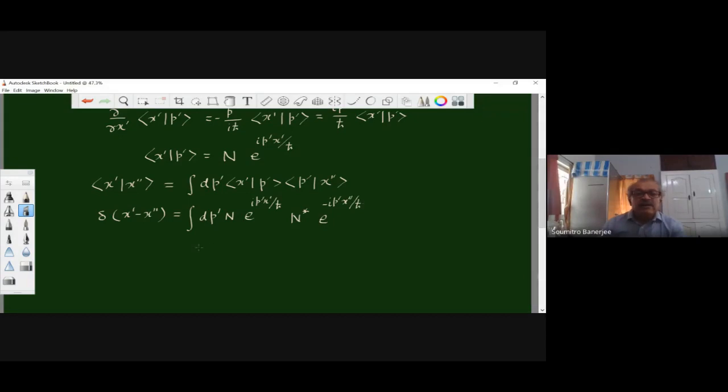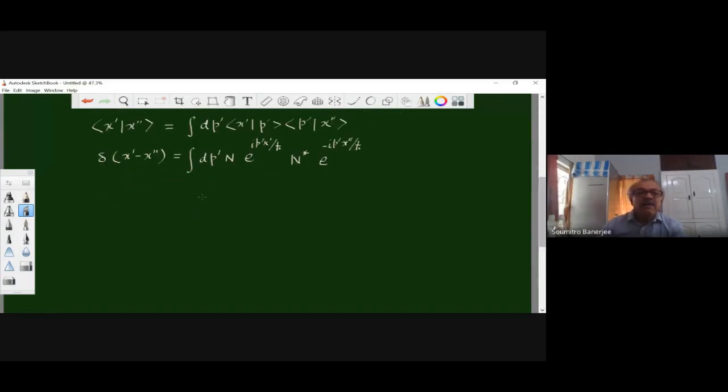Okay, so this will be equal to, I'll take the mod n square up front, and then it will be integral dp prime, and then this one can be put together. It is e to the power I p prime, this is x prime minus x double prime by h cross. Okay. Now, is this quantity known to you? What is this?